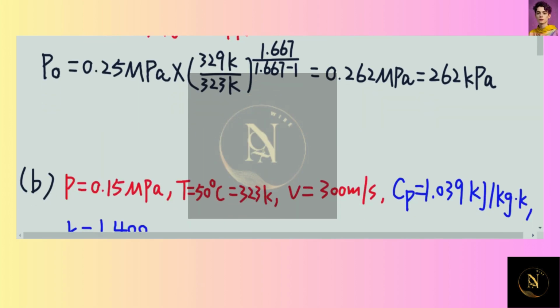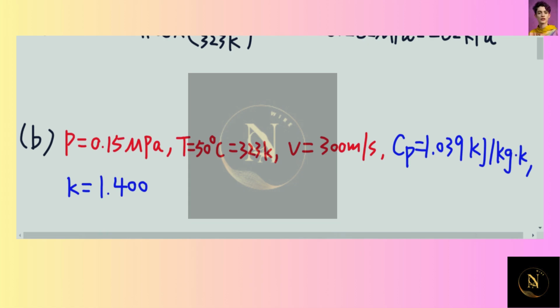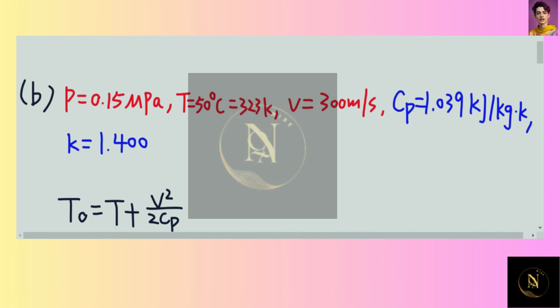So now let's take a look at the second case. For nitrogen, we know the pressure is 0.15 megapascal, the temperature is the same, 323 Kelvin, and the velocity is 300 meters per second. If we take a look at the table for the ideal gas specific heats of various common gases, which is table A2, you'll find that the specific heat for nitrogen is about 1.039 kilojoule per kilogram times Kelvin, and its specific heat ratio is 1.400.